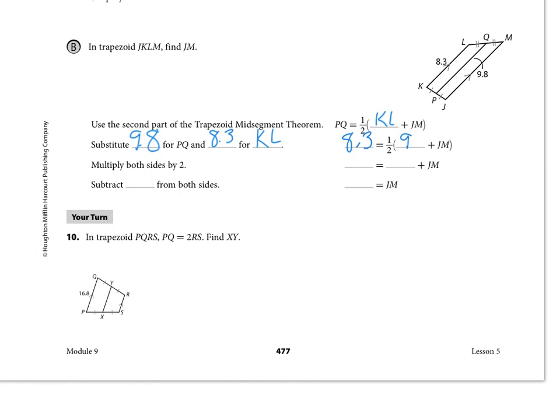And then wrapping that into the equation, that'll give us 8.3 is equal to 1/2 of 9.8 plus JM. Now next the book tells us that we're going to multiply both sides by 2. That's to get rid of that fraction of 1/2. And what we do to one side to get rid of 1/2, we have to do to the other. So multiply both sides by 2, and we get the equation 16.6 equals 9.8 plus JM. And then we're going to subtract the 9.8 from both sides, and we get 6.8 for JM.